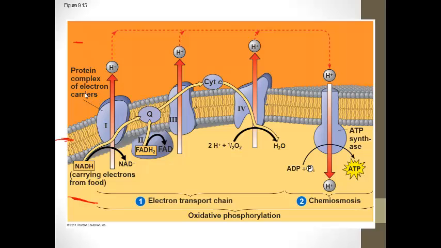NADH and FADH2 are going to carry the electrons to the electron transport chain. At the electron transport chain, NADH gets oxidized. It loses its electron. It's also going to lose its hydrogen ion or proton. The electron is then going to travel down the electron transport chain. And as it moves from protein to protein or cytochrome to cytochrome, that electron releases energy.